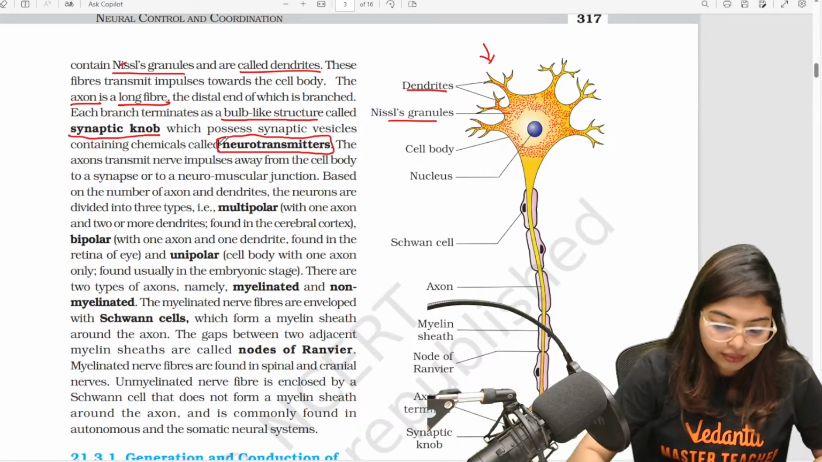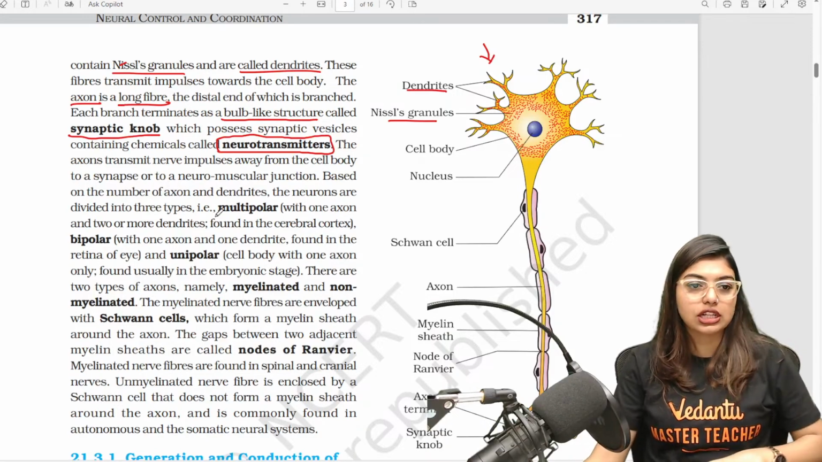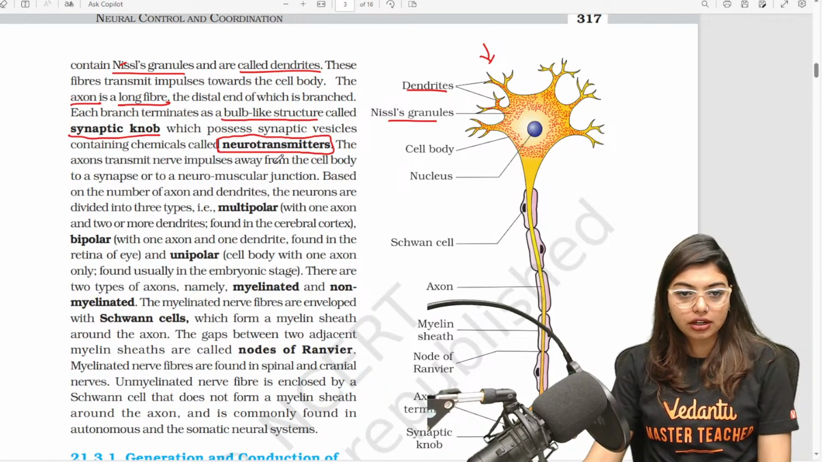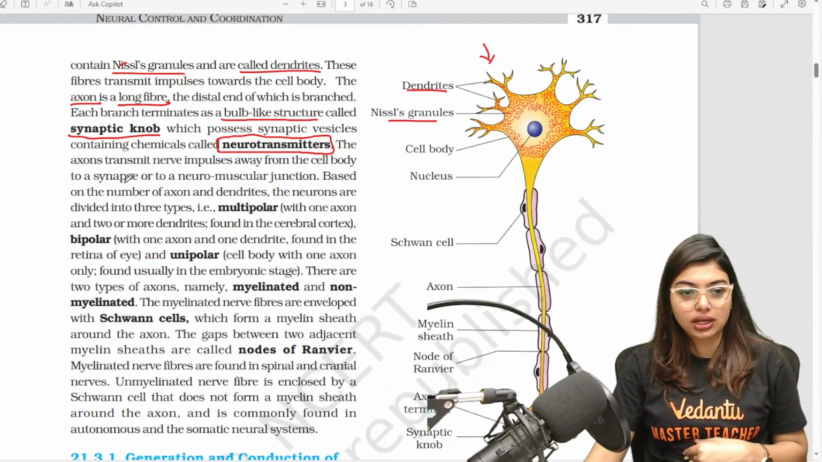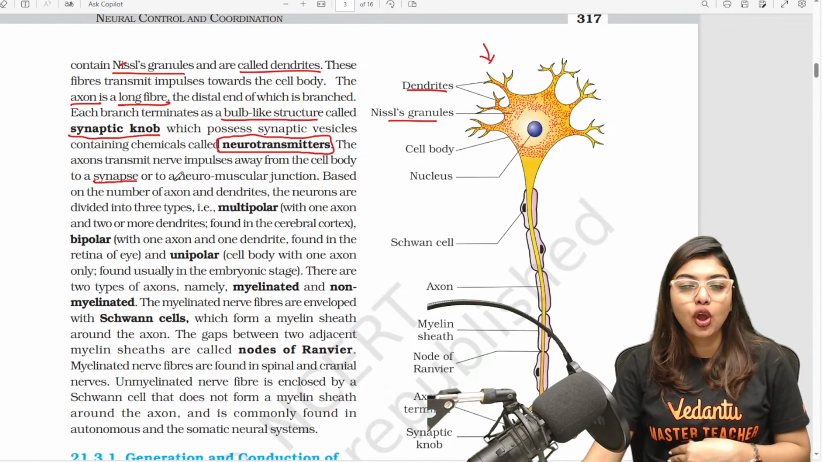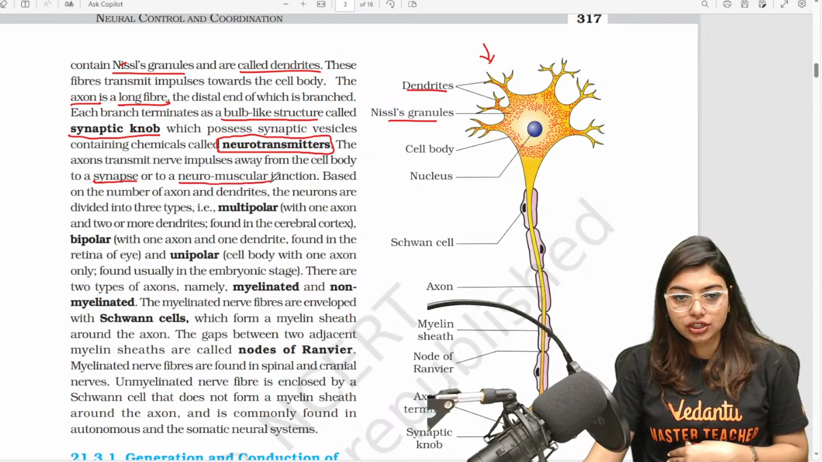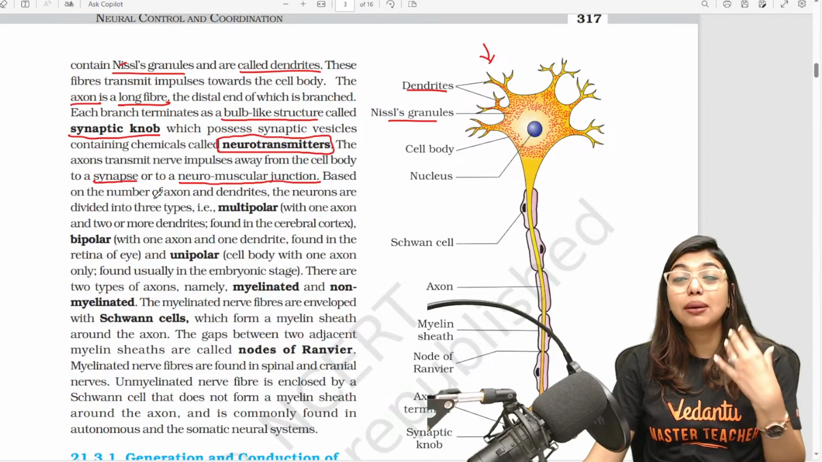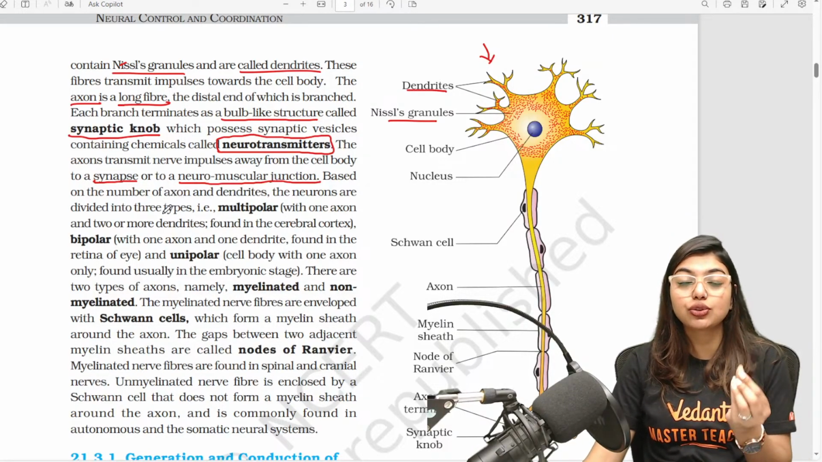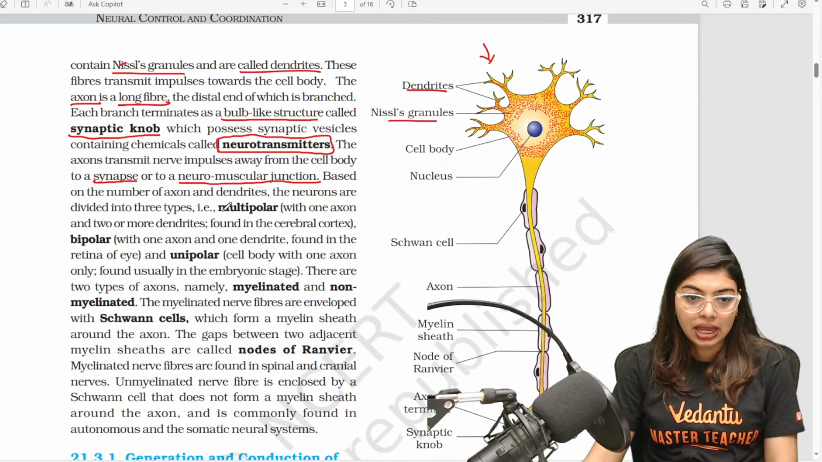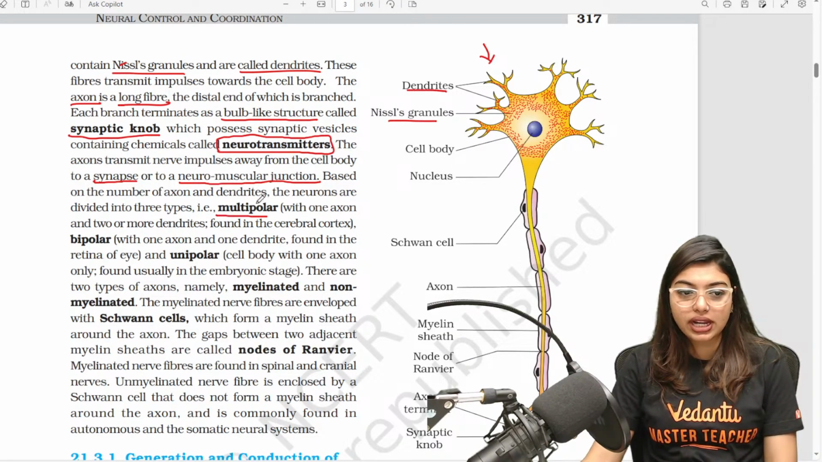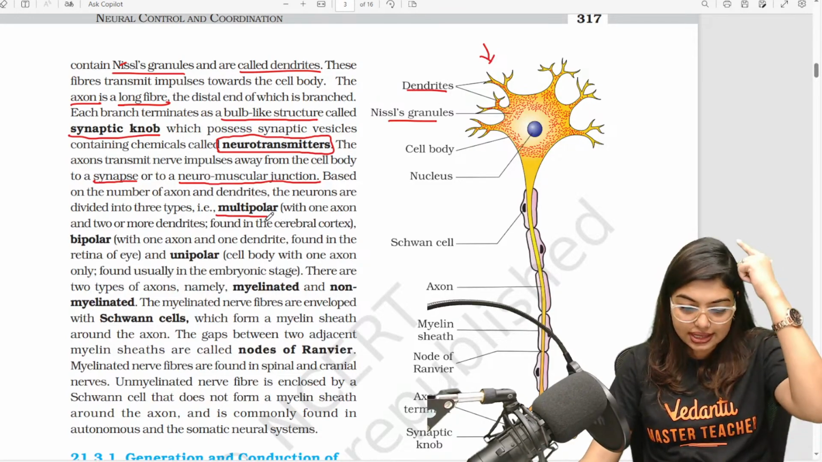Okay, next one, this neurotransmitter. The axon transmits nerve impulse away from the cell body to a synapse or a neuromuscular junction. Based on the number of axons and dendrites, the neurons are divided into three types. Multipolar means one axon with two or more dendrites, like this. They are found in the cerebral cortex.